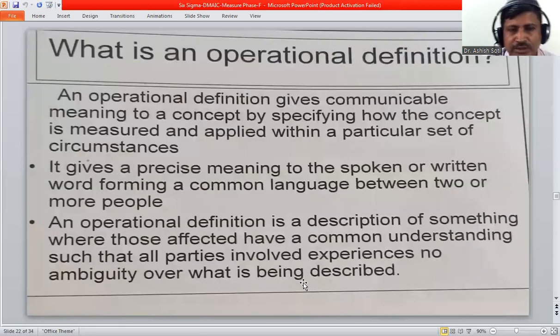Operational definition. What is the operational definition? Operational definition gives the communicable meaning of a concept by specifying how the concept is measured and applied within a particular set of circumstances. It gives a precise meaning to the spoken or written words, forming a common language between two or more people, because what customer says, the same language I should follow. An operational definition is a description of something where those affected have a common understanding such that all parties involved experience no ambiguity over what is being described.